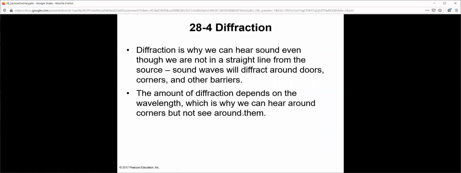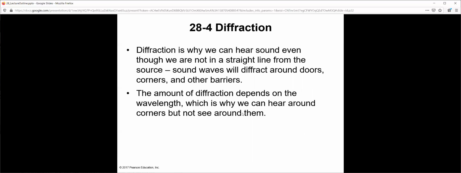Things happen differently. Diffraction is why we can hear sound even though we're not in a straight line from the source. Sound waves will diffract around doors, corners, other barriers, etc. Again, think of water as your perfect example. If you go to a breaker, go to an inlet to some sort of open water, the water in a stream or the water in a canal is always a lot smoother than the water out in the lake, because the breakers have diffracted and broken the waves so that they're calmer when they enter the canal.